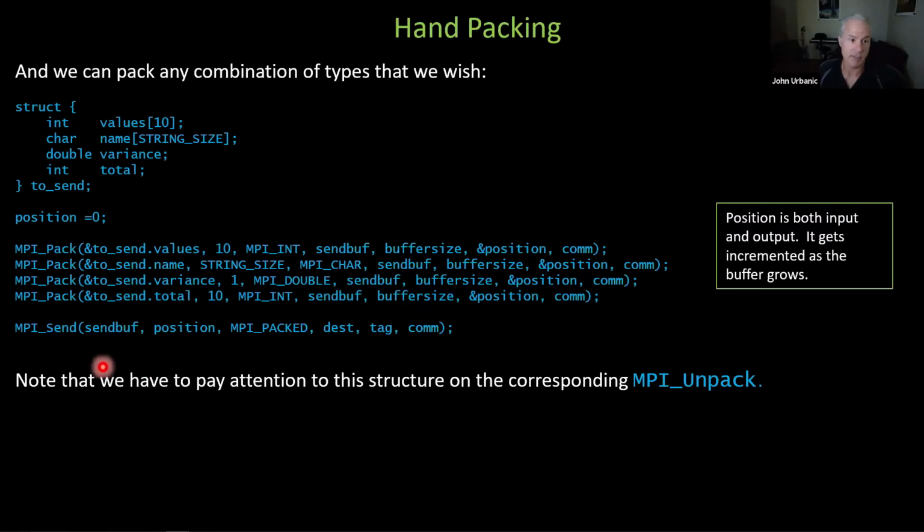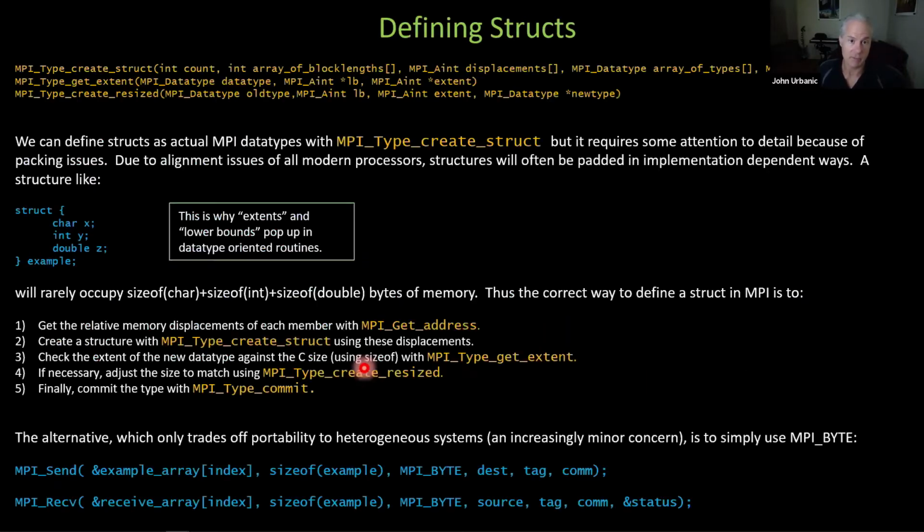MPI makes it very easy to do that. We can go ahead and pack in all the different data types we have right here and send that as a packed message as well. But we have to remember to unpack this in the right order. So on the other side of this, we can unpack this in the right order.